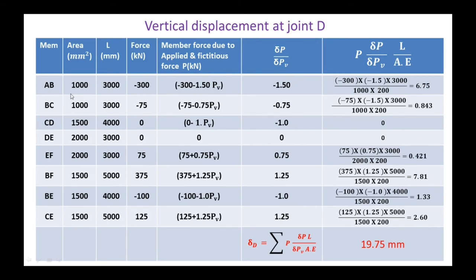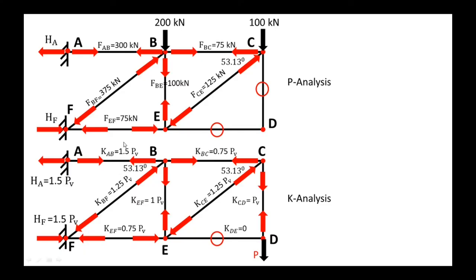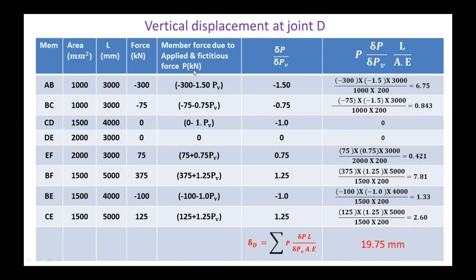At the member AB, this minus 300 is due to the external loading, and this is the force developed in the member AB due to the fictitious force. So here we add both forces: minus 300 and minus 1.5 PV. Likewise, we write all the member forces. Now the next column is very important. It is the partial derivative, del P by del PV. P is the total force due to the applied external load and our fictitious force.